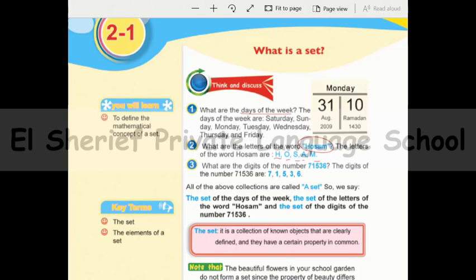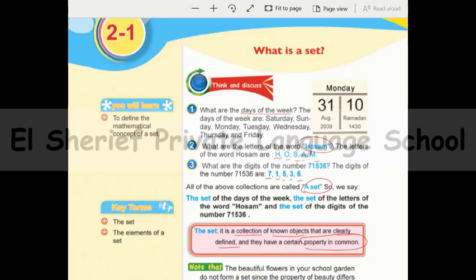Another question: if we ask anyone what the digits of the number 71,536 are, all of us say 7 and 1 and 5 and 3 and 6. All of the above collections are called a set. What is the meaning of a set? A set is a collection of known objects that are clearly defined and have a certain property in common.